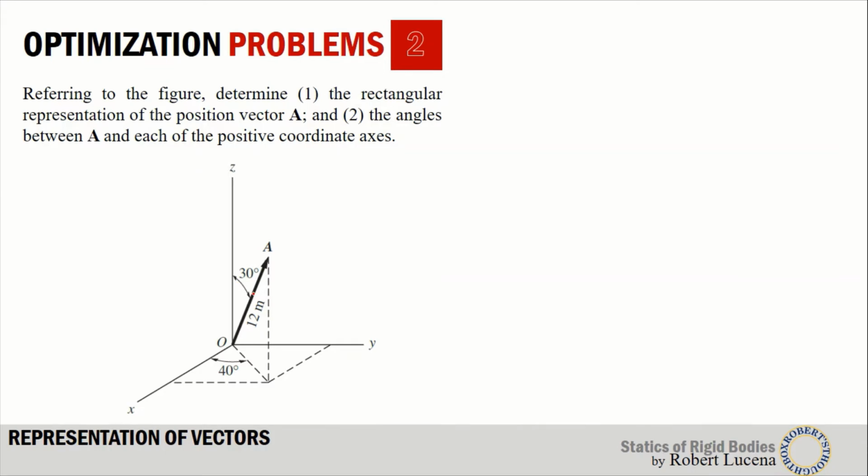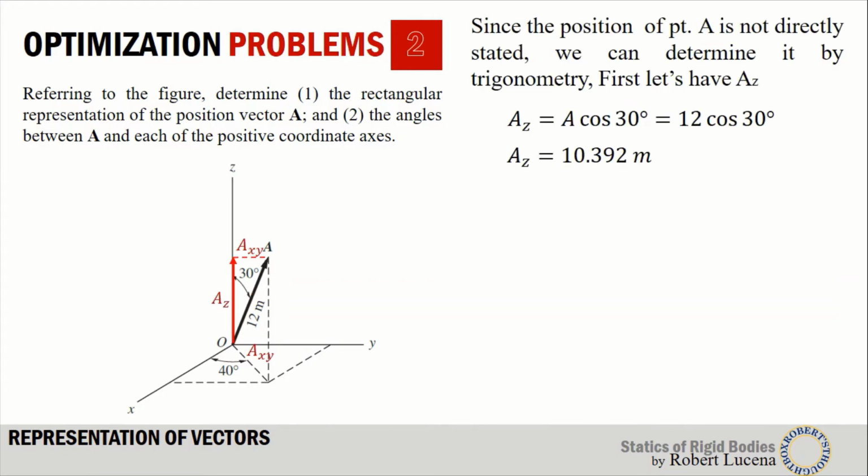Now, let's try to solve for the components. So this time, let's try to solve components first to get the vector representation of A. So by trigonometry, we can simply get the value of AZ. If you try to imagine a triangle with hypotenuse of vector A and the adjacent side of the 30-degree angle is the AZ.